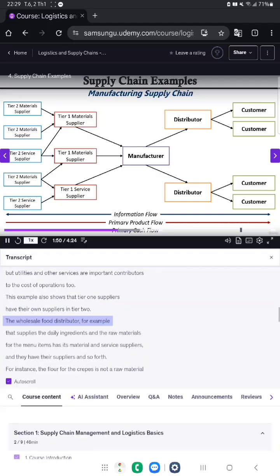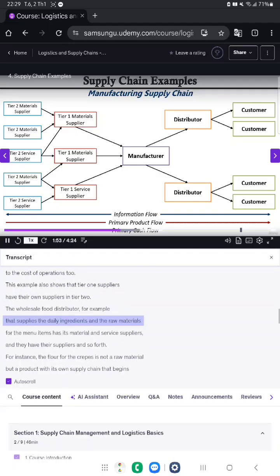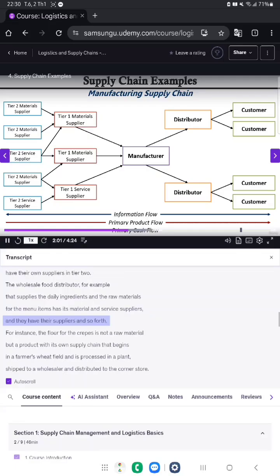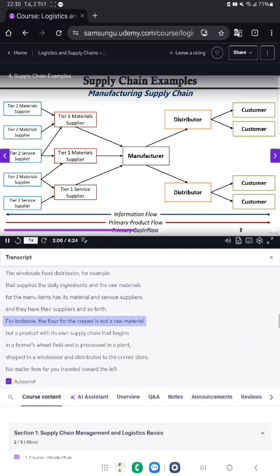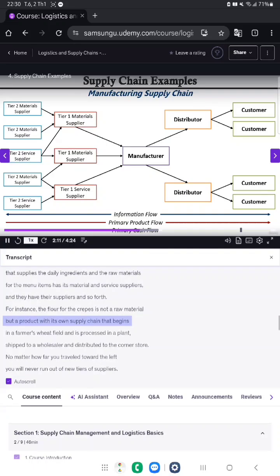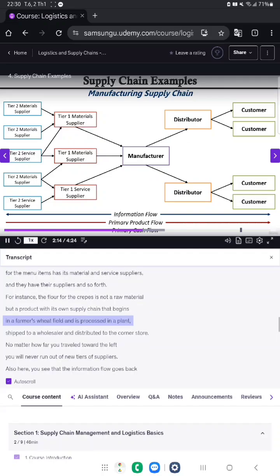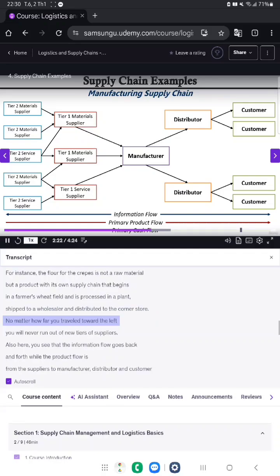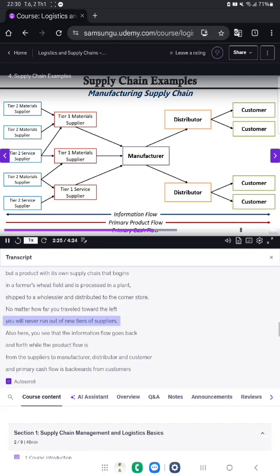The wholesale food distributor, for example, that supplies the daily ingredients and raw materials for the menu items, has its material and service suppliers, and they have their suppliers and so forth. For instance, the flour for the crepes is not a raw material but a product with its own supply chain that begins in a farmer's wheat field and is processed in a plant, shipped to a wholesaler and distributed to the corner store. No matter how far you travel toward the left, you will never run out of new tiers of suppliers.